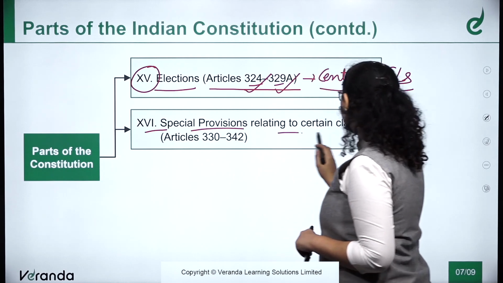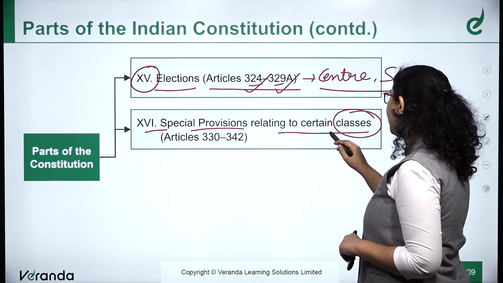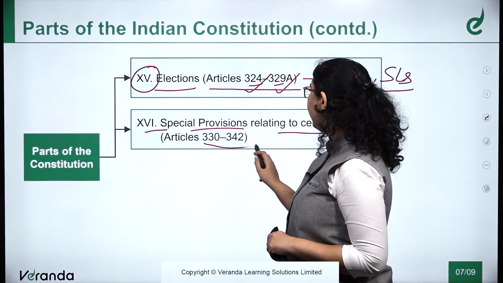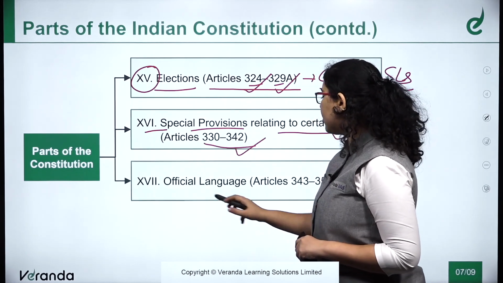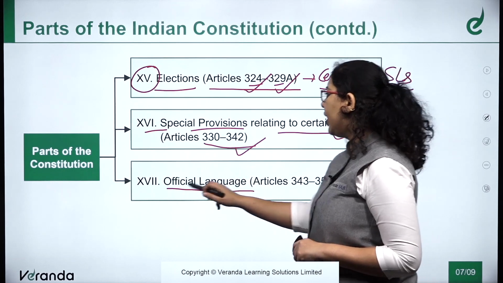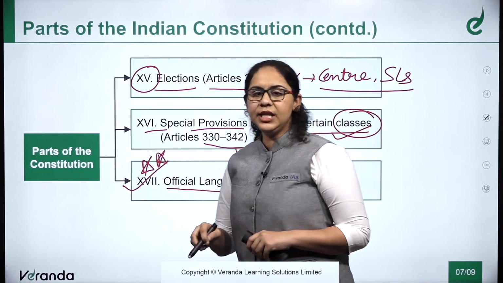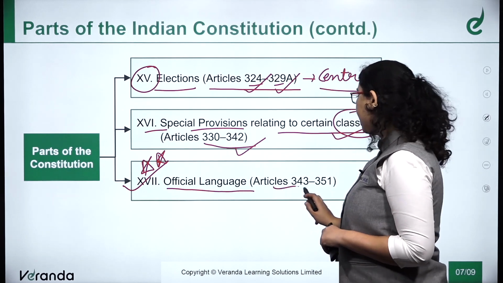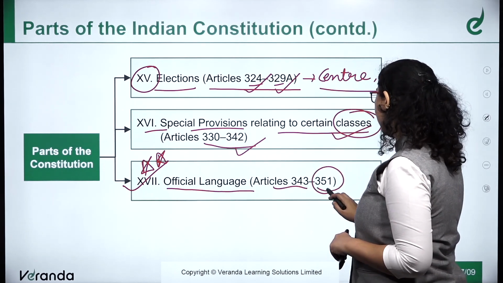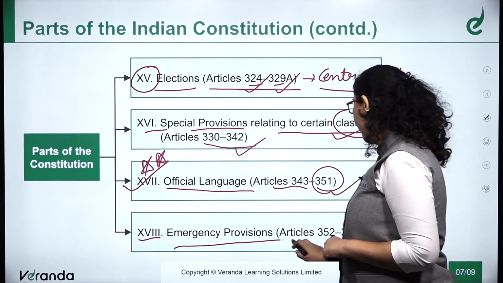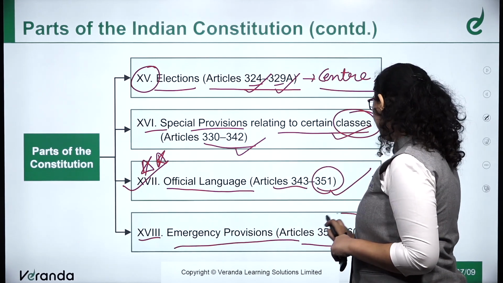Next, 16. Special provisions relating to certain classes, Article 330 to 342. Next, official language, Part 17, very, very important. Part 17, official languages, Article 343 to 351. Then Part 18, emergency provisions, 352 to 360.